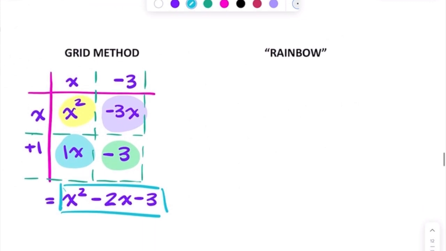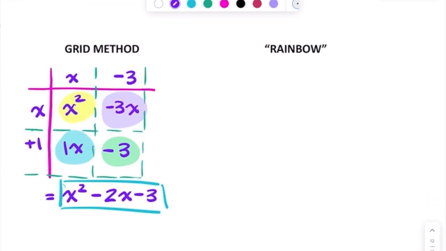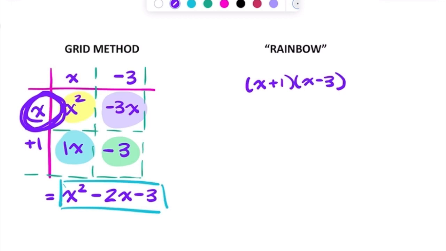All right, last but not least, rainbow method here. So when I take a look at rainbow method, I'm going to write out my original question, x plus 1, x minus 3. Now, rainbow method, I still need all four of those multiplications to happen. I'll notice that here, this x, my x plus 1, ended up multiplying by my x and my negative 3. So it gets distributed to everything in that second set of brackets.